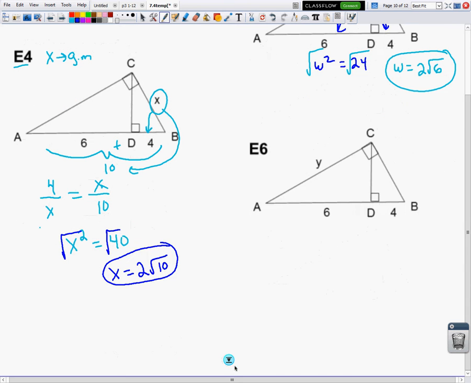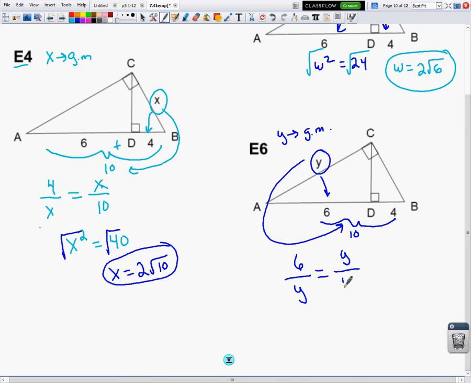In example 6, what is y? Y is also a geometric mean, which means it's going to go in my proportion twice. What is it a geometric mean between? 6 and the whole thing, which we said would be 10. Y squared is equal to 60. And again, the opposite of squaring it would be finding its square root. And 60 is divisible by 4, goes into it 15 times. So when I simplify this, it would be 2 square roots of 15.